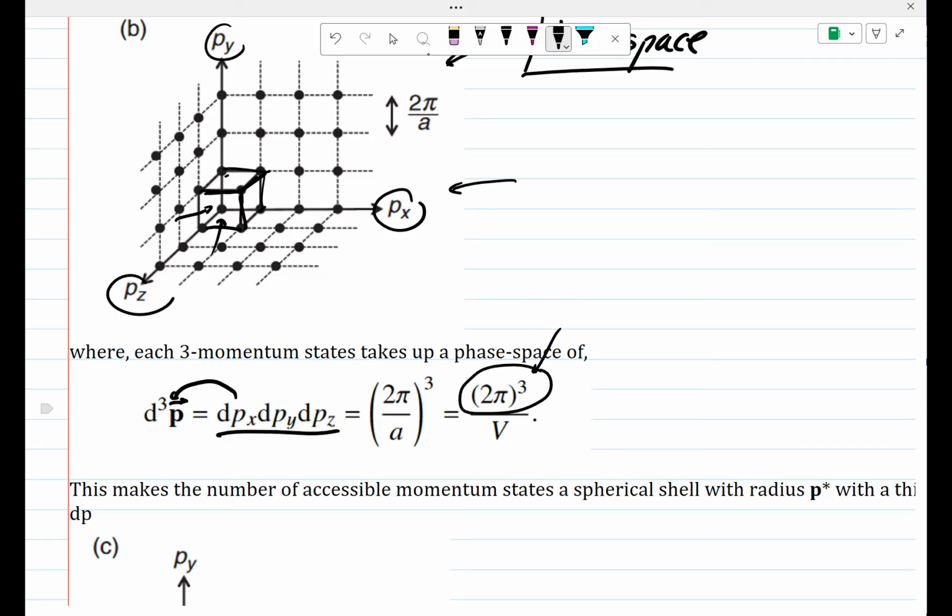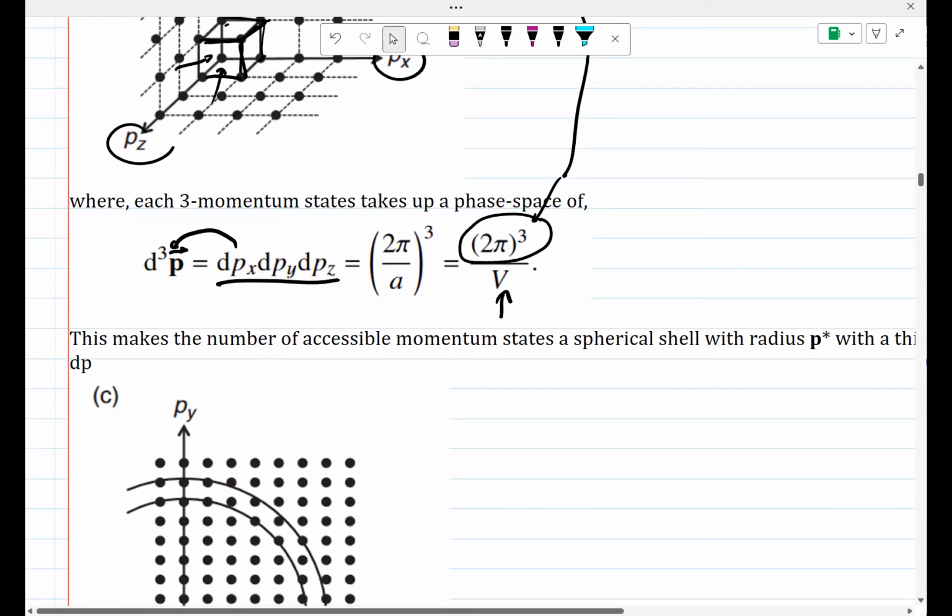That's just coming from the conversion from wavelengths to momentum, and then the volume of that box, divided by the volume of that box, okay?